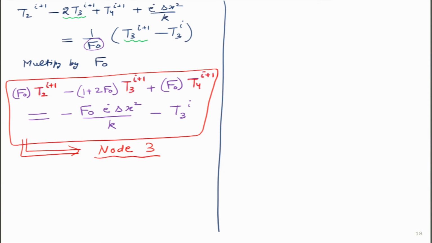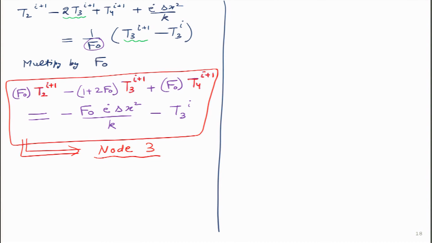for the transient case. Now comes the interesting part. If you look carefully at this particular equation, you will see there are a lot of terms I have written in purple. All the things which are written in purple are known to us. Only 3 variables are written in red color: T2 at i plus 1, T3 at time step i plus 1, and T4 at time step i plus 1. These are the only 3 unknowns in this equation, because the Fourier number I already know, that is a constant, E dot value I know, delta x I know, k also I know.